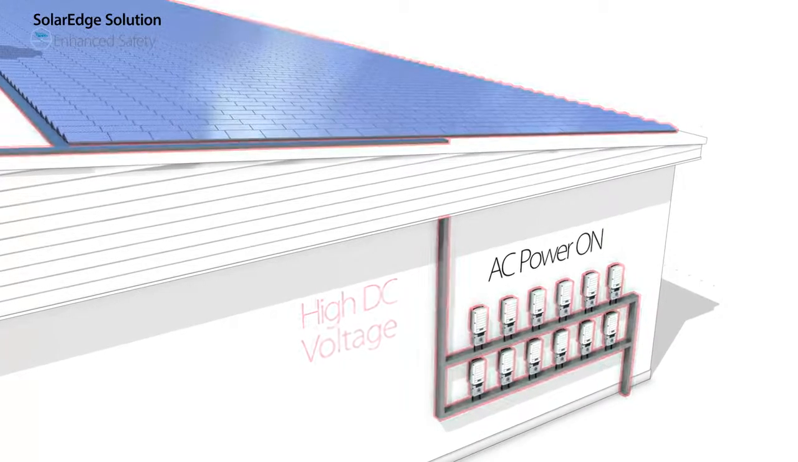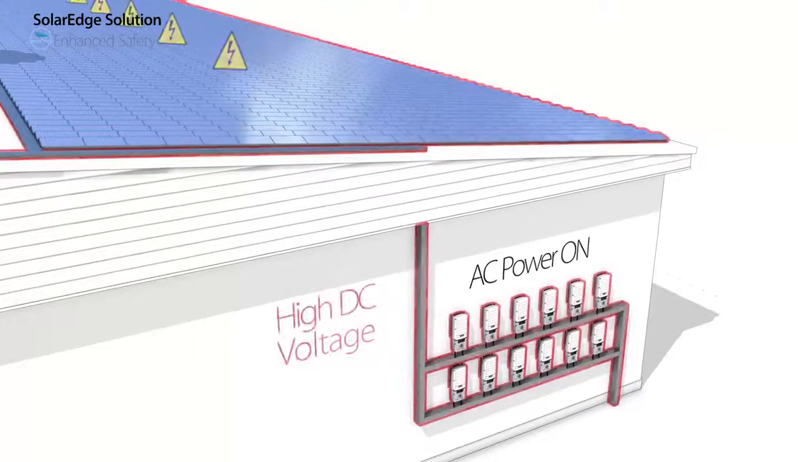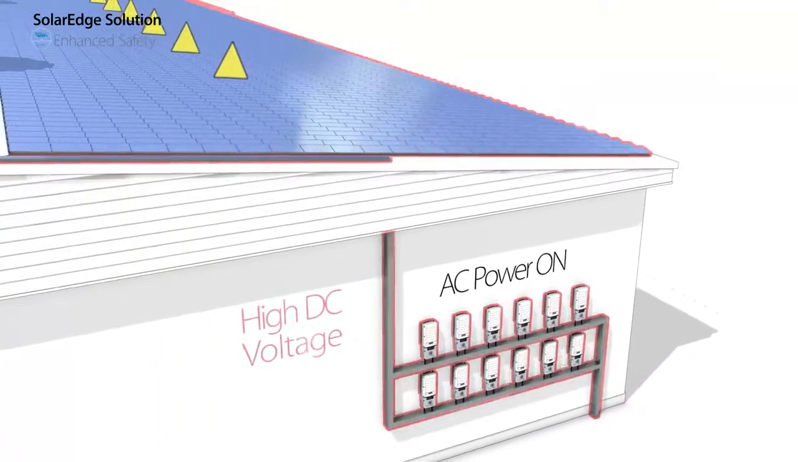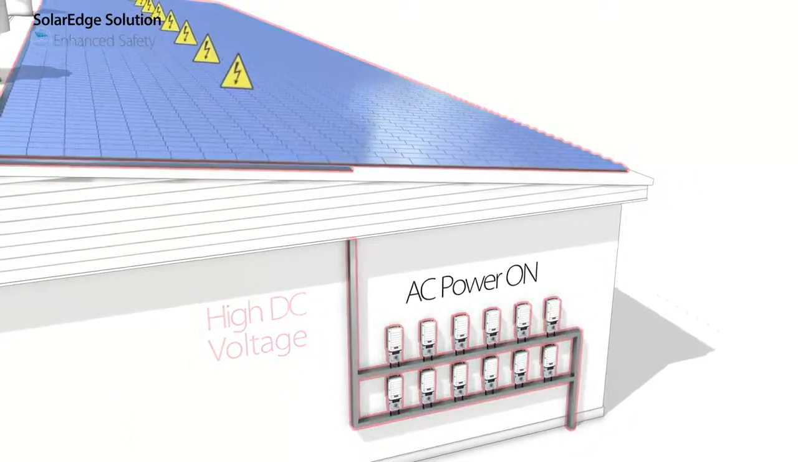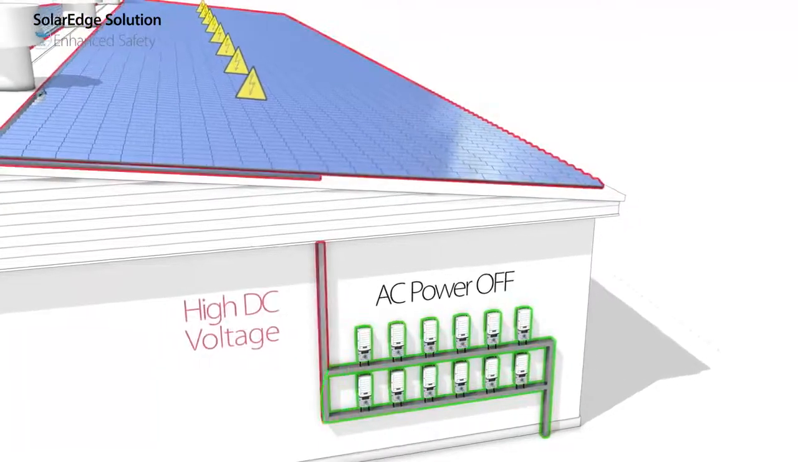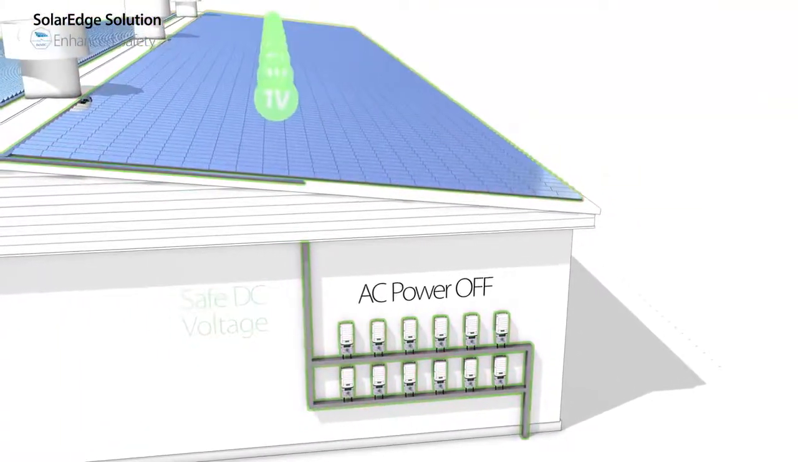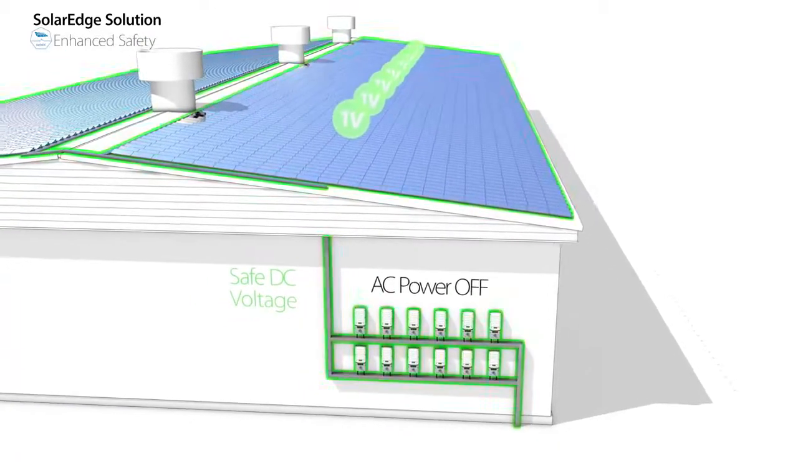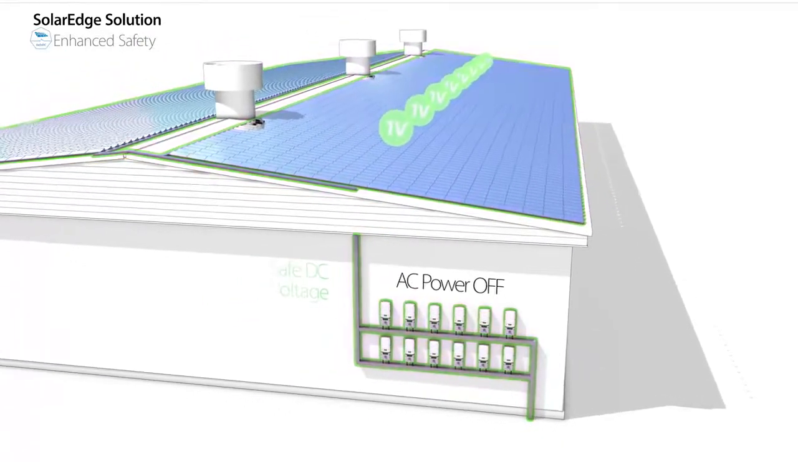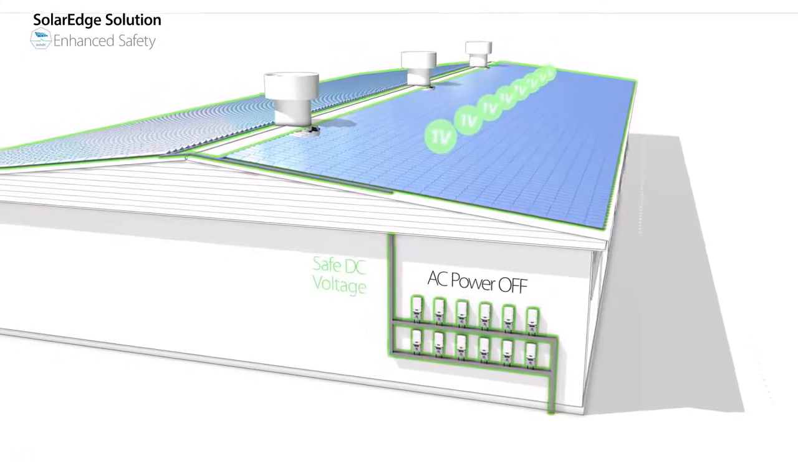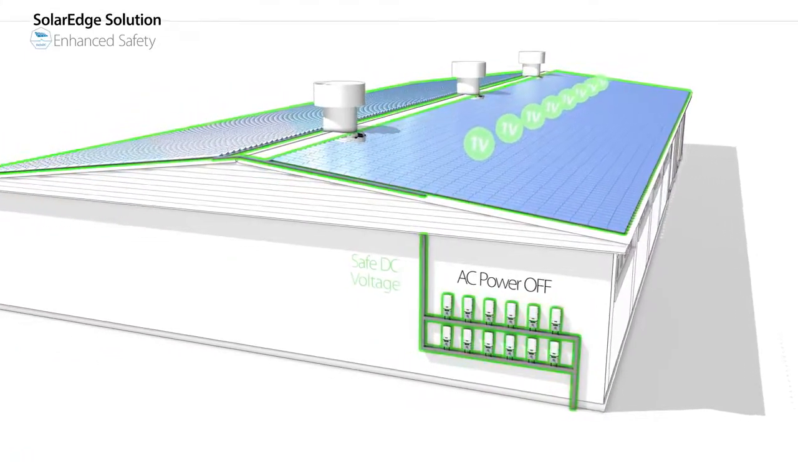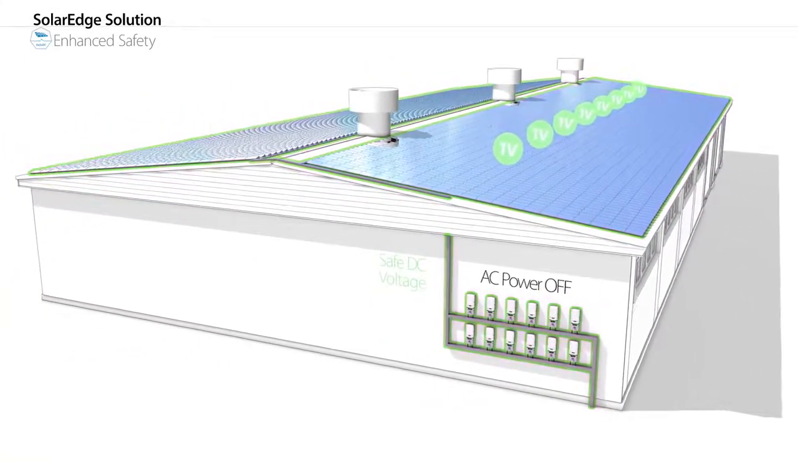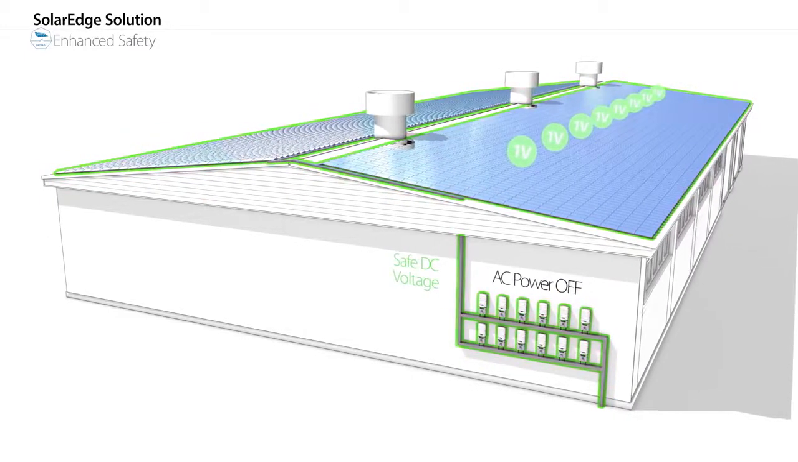To provide enhanced safety, we have incorporated panel-level safety mechanisms to protect installers, electricians, maintenance personnel, and firefighters. With the SolarEdge solution, whenever AC power is off, the high DC voltage of the string is reduced to a safe voltage. This solution meets new safety regulations in the major PV markets in which we operate around the world.